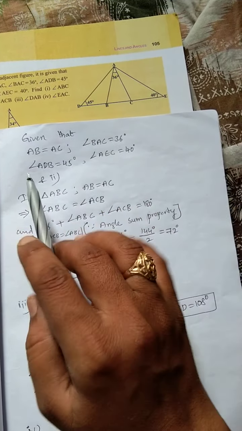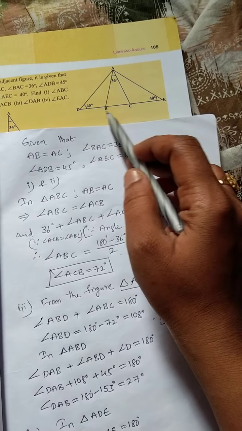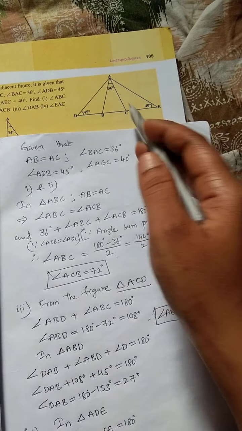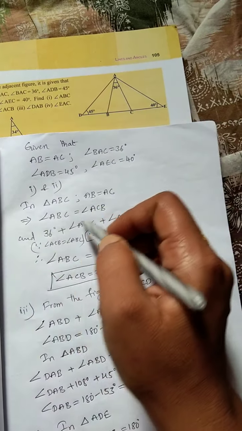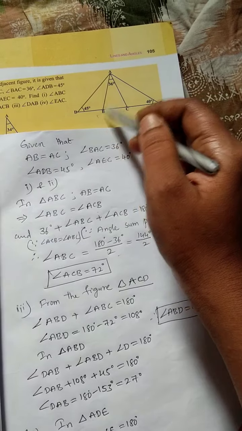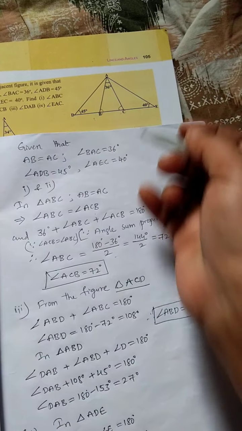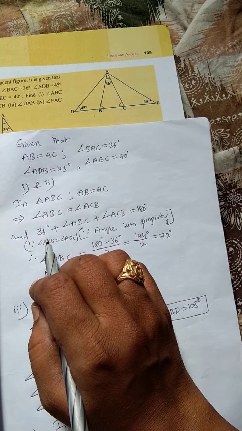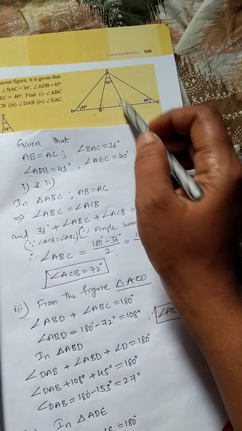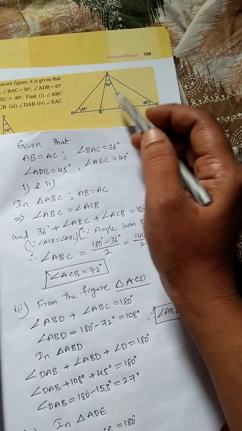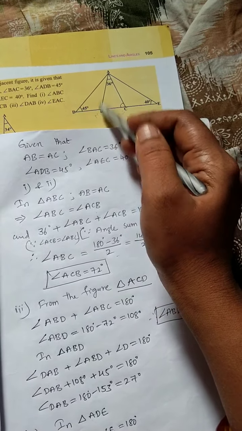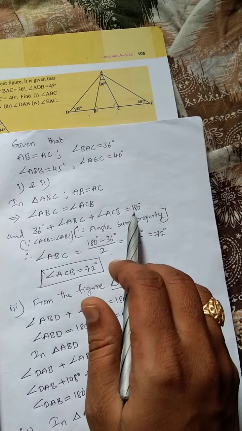These are the given angles. Now, triangle ABC, this small triangle is there, no? In that, AB is equal to AC. Two sides are equal, therefore angle ABC is equal to angle ACB. These two angles are equal. Now, with 36 degrees, here I am taking the angle sum property in this triangle: angle ABC plus angle ACB plus angle BAC, the sum of three angles is 180 degrees.